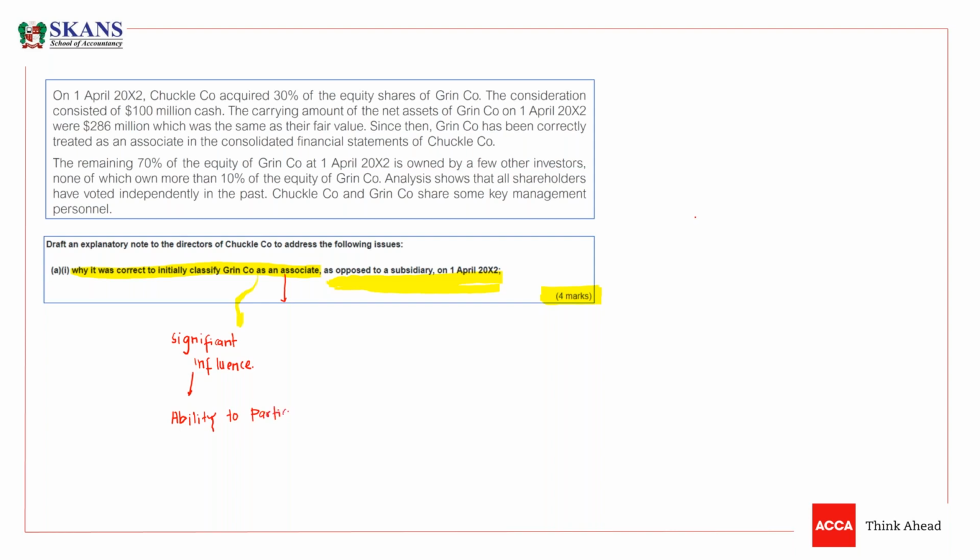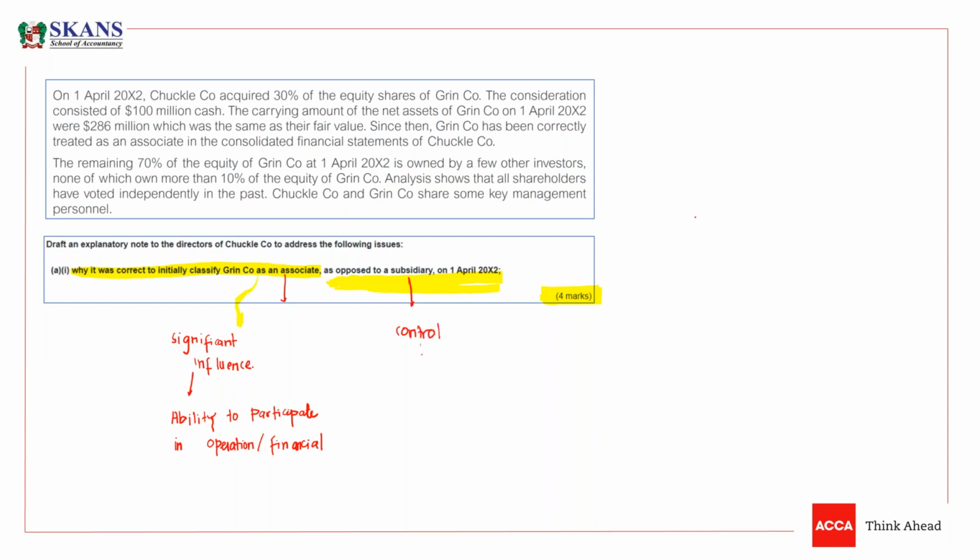Here is the green company. So if you have the ability to participate in operational and financial decisions, then it means the company is an associate. But for a subsidiary, you must have control.